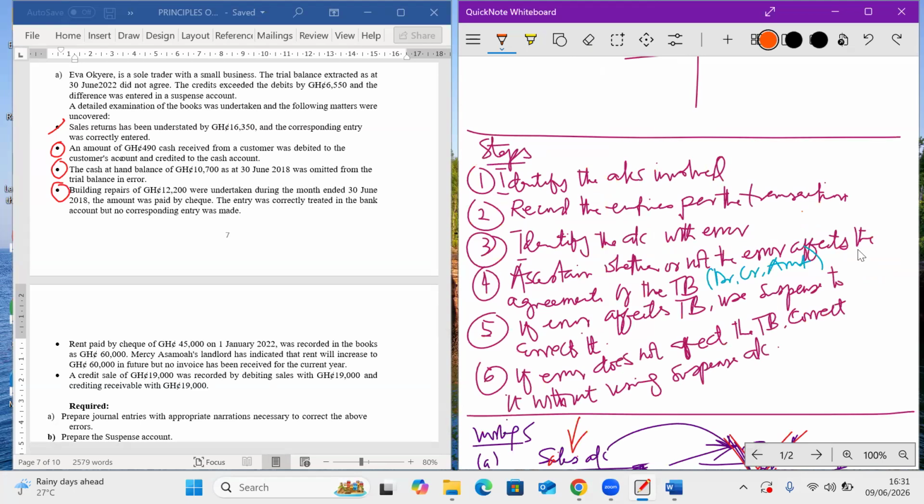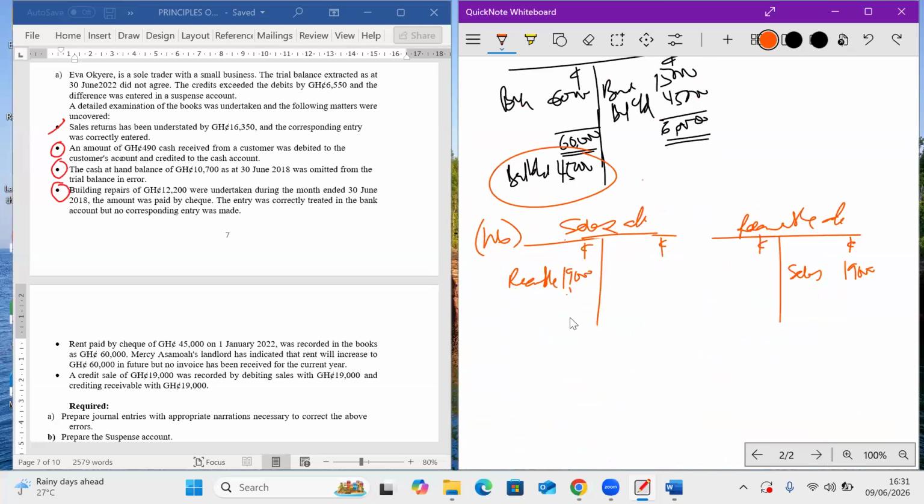Ascertain again whether or not the error affects the trial balance. Step 6: if the error does not affect the trial balance, correct it without using suspense. So because the error does not affect the trial balance, we don't need suspense. We use those two accounts just like the previous one to correct it. So how do we correct it?